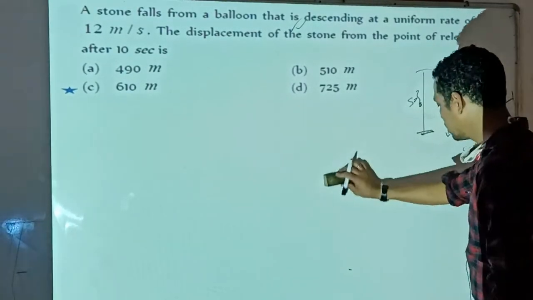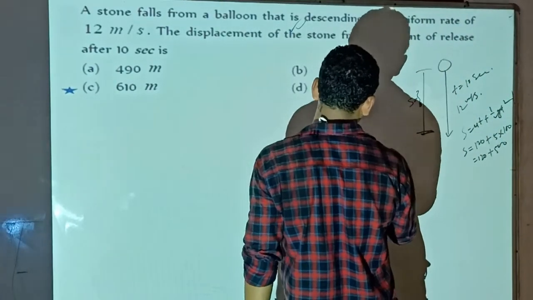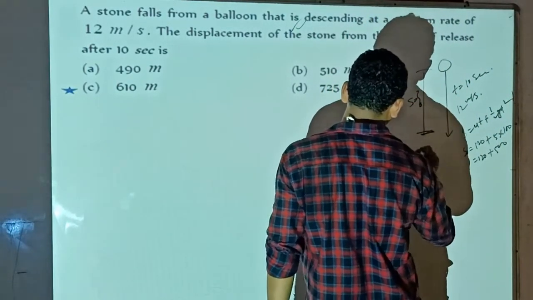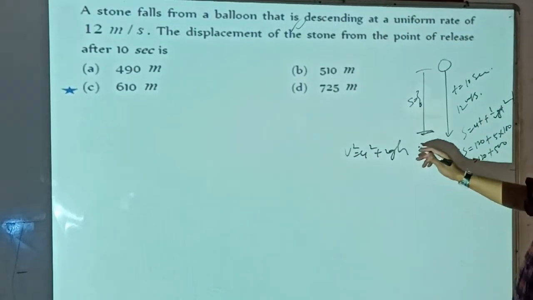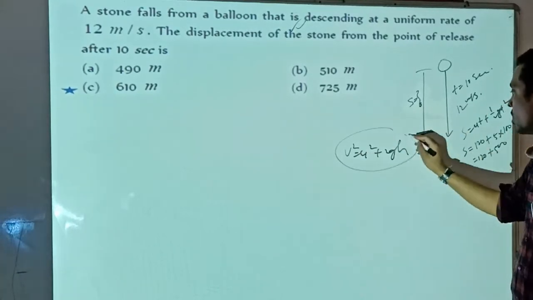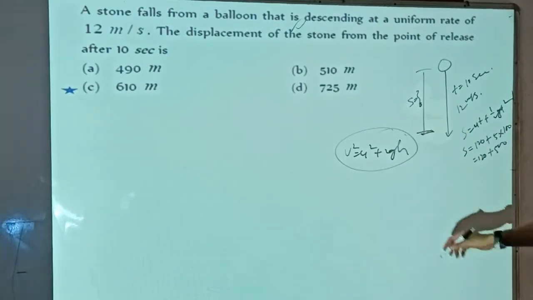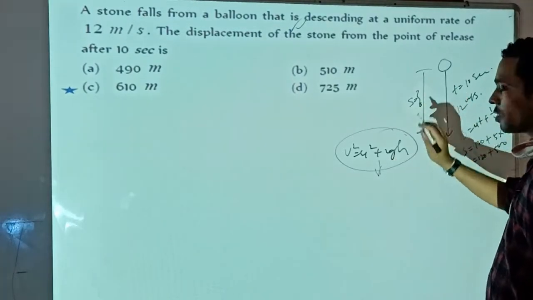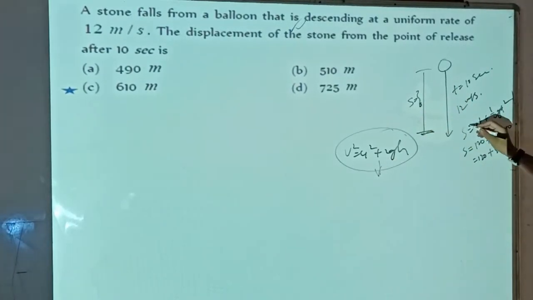T is not here, so you cannot use the equation v square is equal to u square plus twice gh, because t is not available in this equation. So this equation is not suitable for this problem. The only equation here is s is equal to ut plus half of gt square. U is given already, 12 meter per second, so u is equal to 12, and t is given 10.